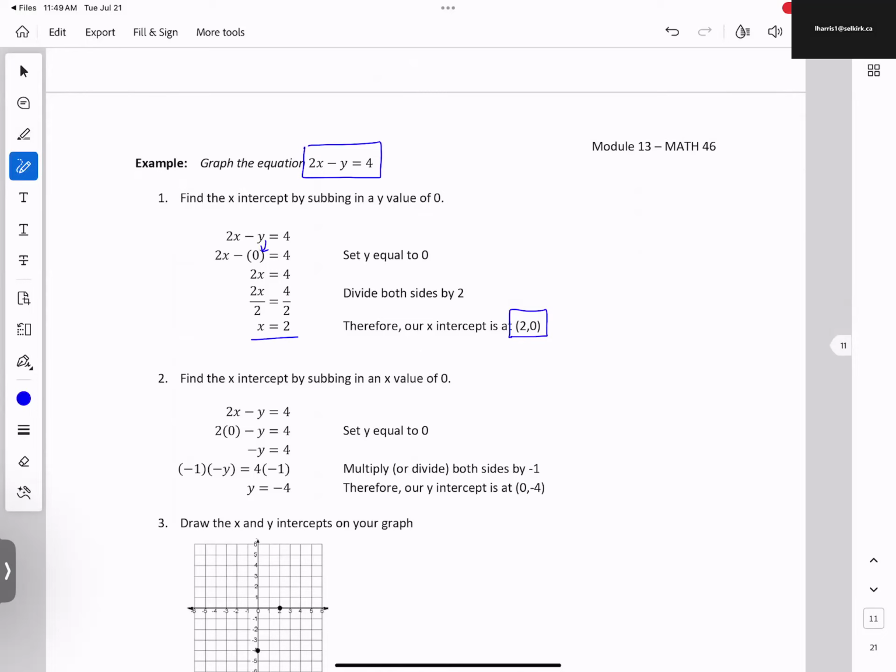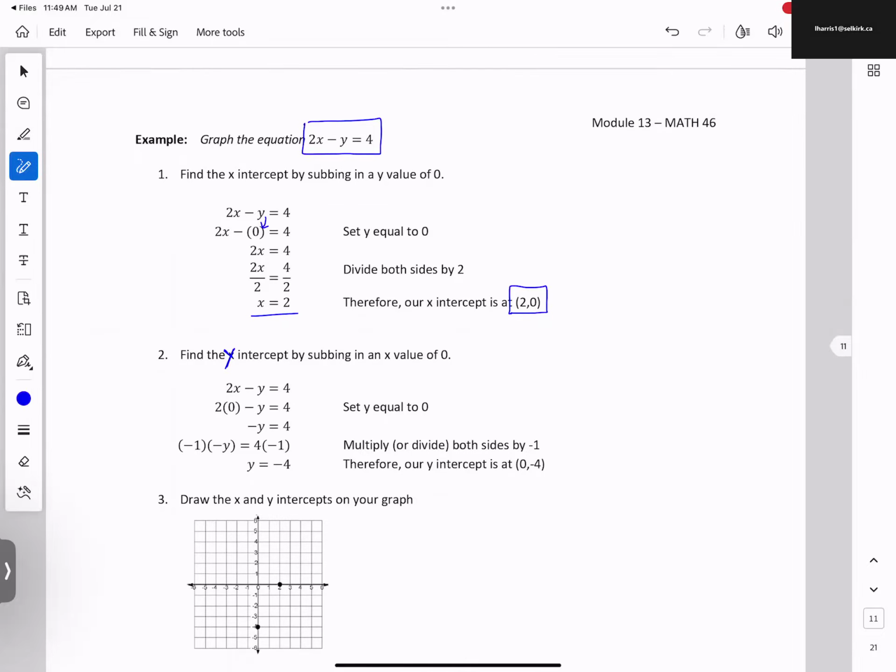Okay, next we're going to find the y-intercept. Hopefully your notes already say that, by subbing in an x value of 0. Okay, so our y-intercept happens when x equals 0, which is why the x has been replaced with a 0 in this equation. And so we get 2 times 0 minus y equals 4, which is just 0 minus y, or -y. So we get -y equals 4 down here in step 3.